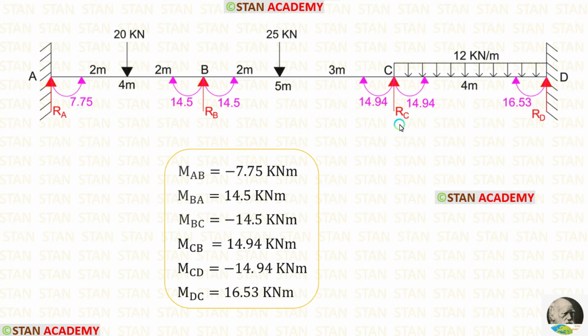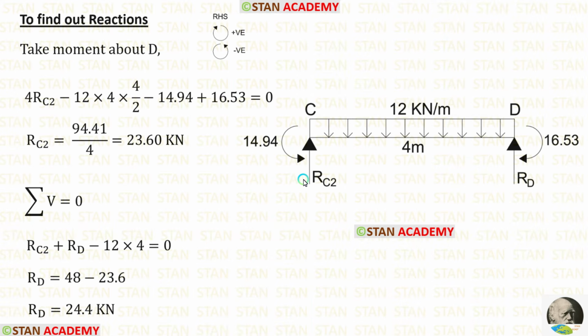Now, let us calculate the reactions in the span CD. In the span CD, there are two moments, MCD, which is acting in the anticlockwise direction, and MDC, which is acting in the clockwise direction. In this span, first I am going to calculate RC2. For that, I am going to take moment about D.